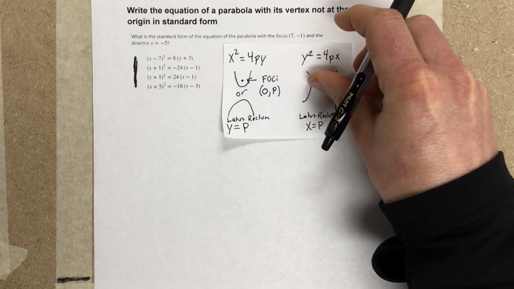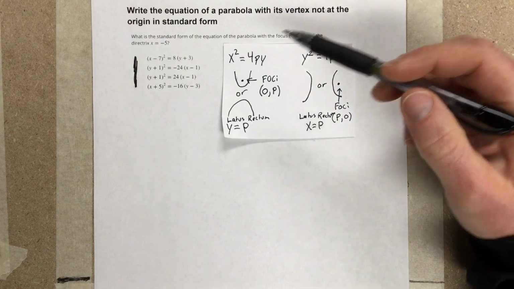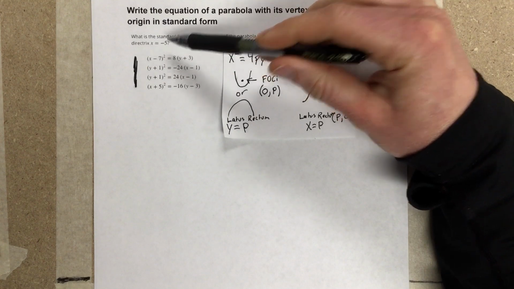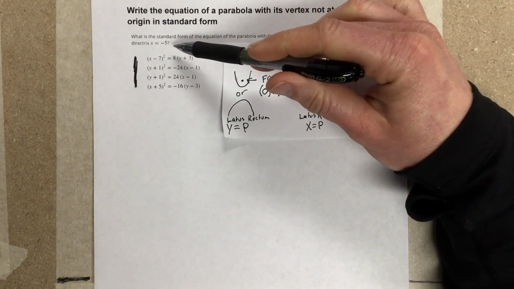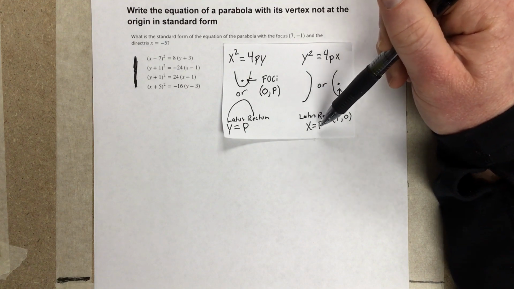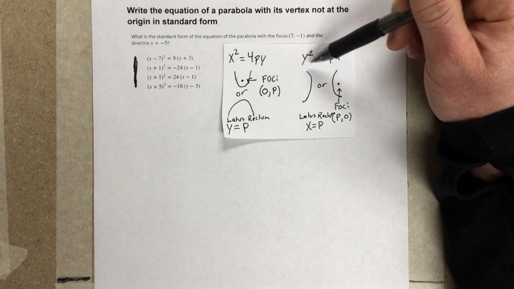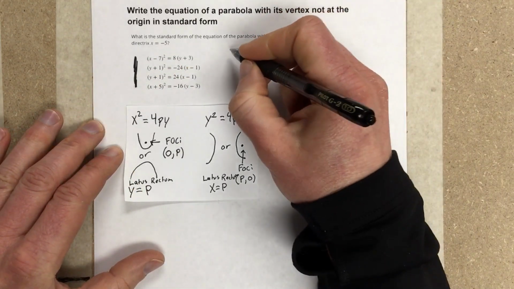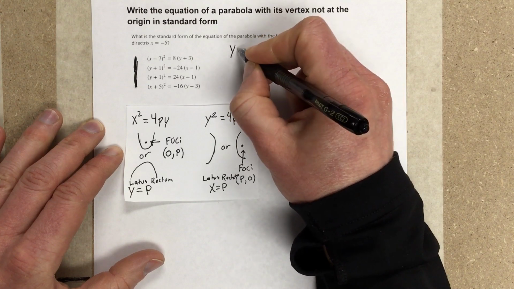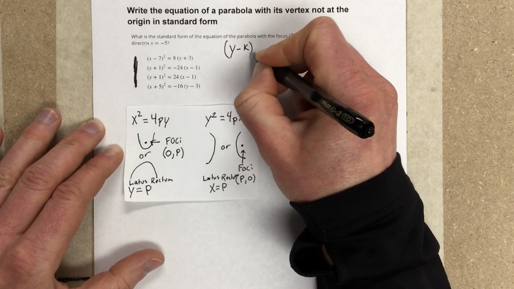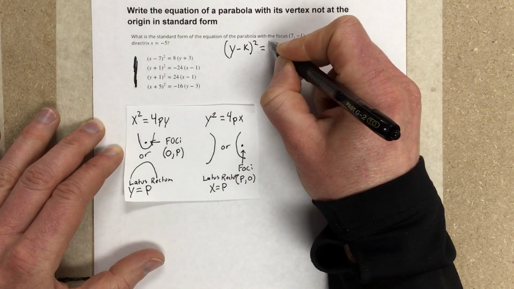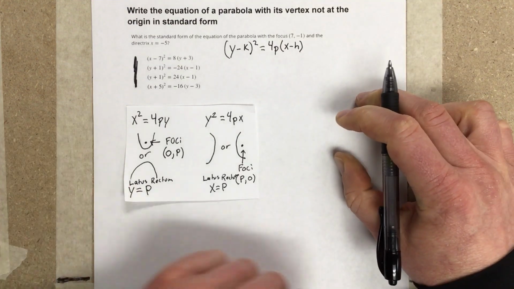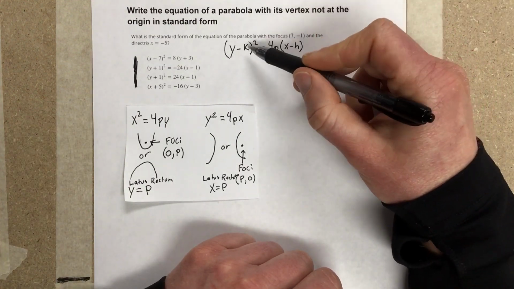We need to figure out which equation we want to start with, and we can figure that out from the directrix. If the directrix is x = -5, that's always going to be parallel to the latus rectum, which is x = p. So that tells us we're working with the equation y squared equals 4px. So we can say that the equation is going to look like (y - k) squared equals 4p(x - h).